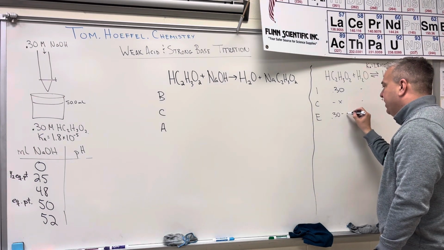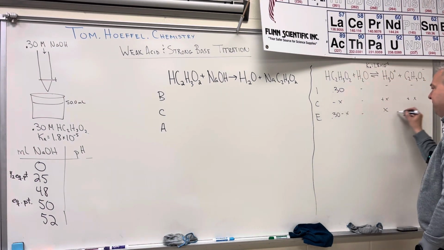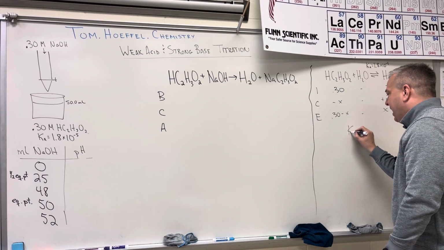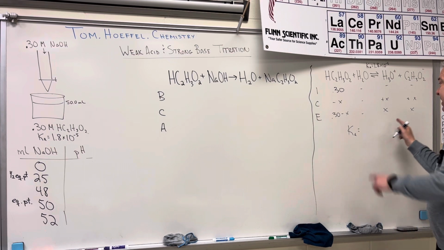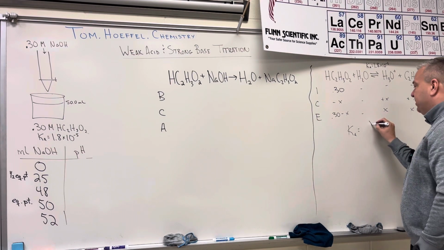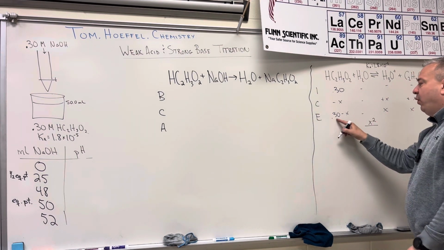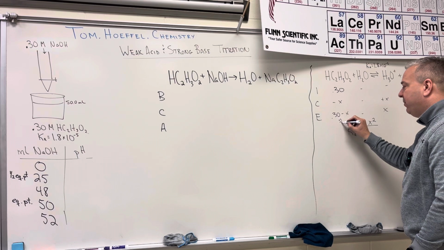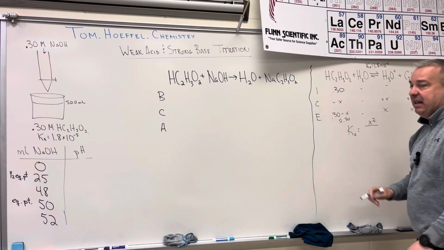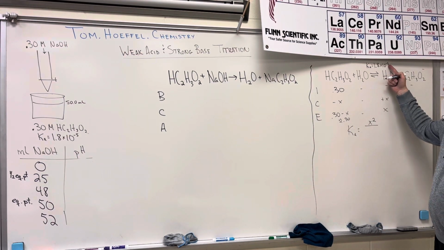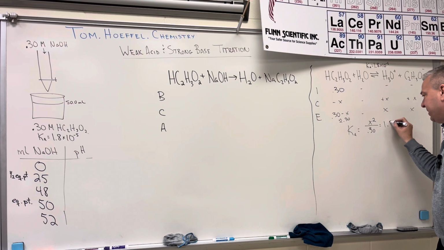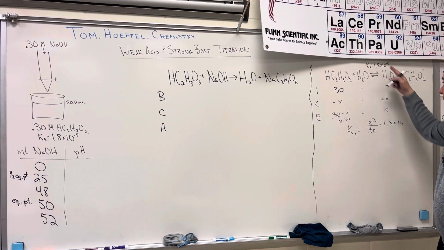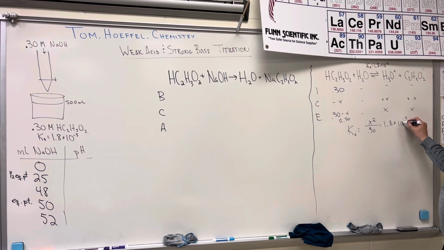So this is going to be 0.3 minus x. This is going to be x. This is going to be x. And Ka, which is equal to 1.8 times 10 to the negative 5, is equal to the products, which is going to be x squared, over the reactants, and we are going to approximate this as 0.3 because we think this shift is going to be small because the equilibrium constant is small. And all of this is going to be equal to 1.8 times 10 to the negative 5.